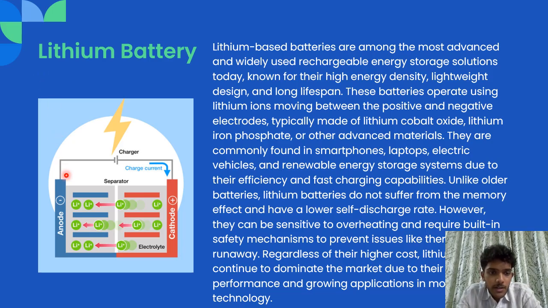These batteries operate by the passage of lithium ions from the cathode to the anode. The cathode is typically made of lithium cobalt oxide, lithium iron phosphate, as well as the anode or other advanced materials. They are commonly found in smartphones, laptops, electric vehicles, as previously mentioned, and renewable energy storage systems due to their efficiency and fast charging capabilities.